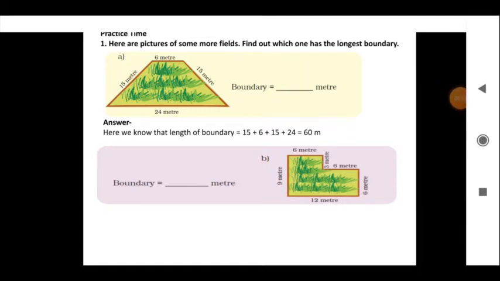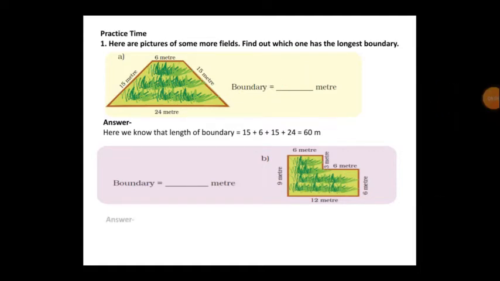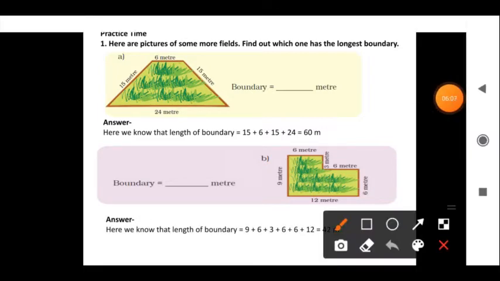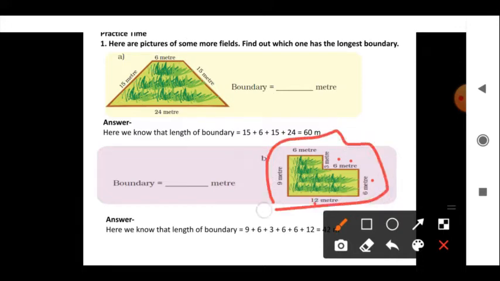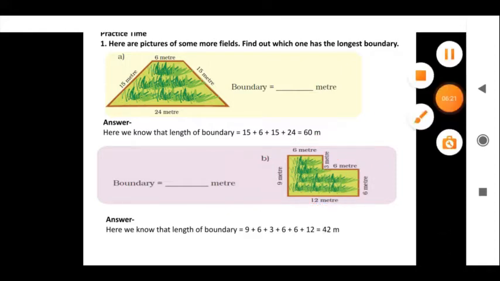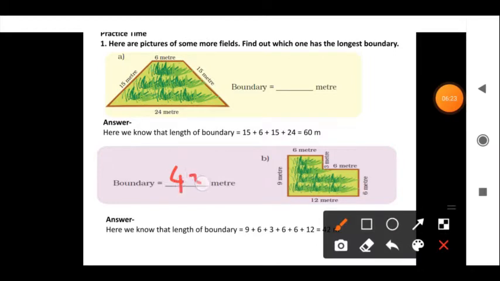And what is the boundary of figure B? How many meters are given? The lengths are 9 meter plus 6 meter plus 3 meter plus 6 meter plus 6 meter plus 12 meter. See, you have to add carefully. There are 4 sixes and 3 sixes, so write carefully. If you add all of this you will get 42 meters. So like that only.